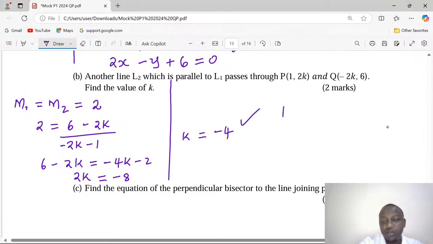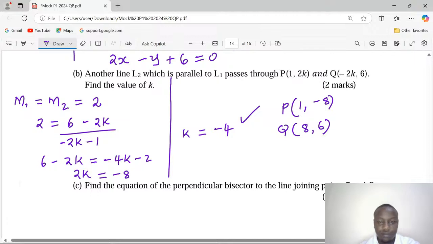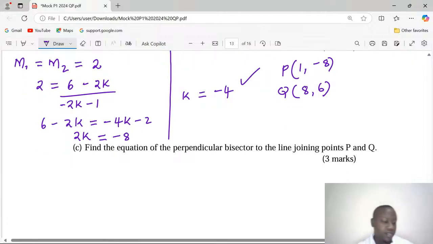But it's good to know that now P becomes 1, negative 8, and coordinate Q becomes negative 2k, positive 8, 6. Yeah, those are the coordinates now.